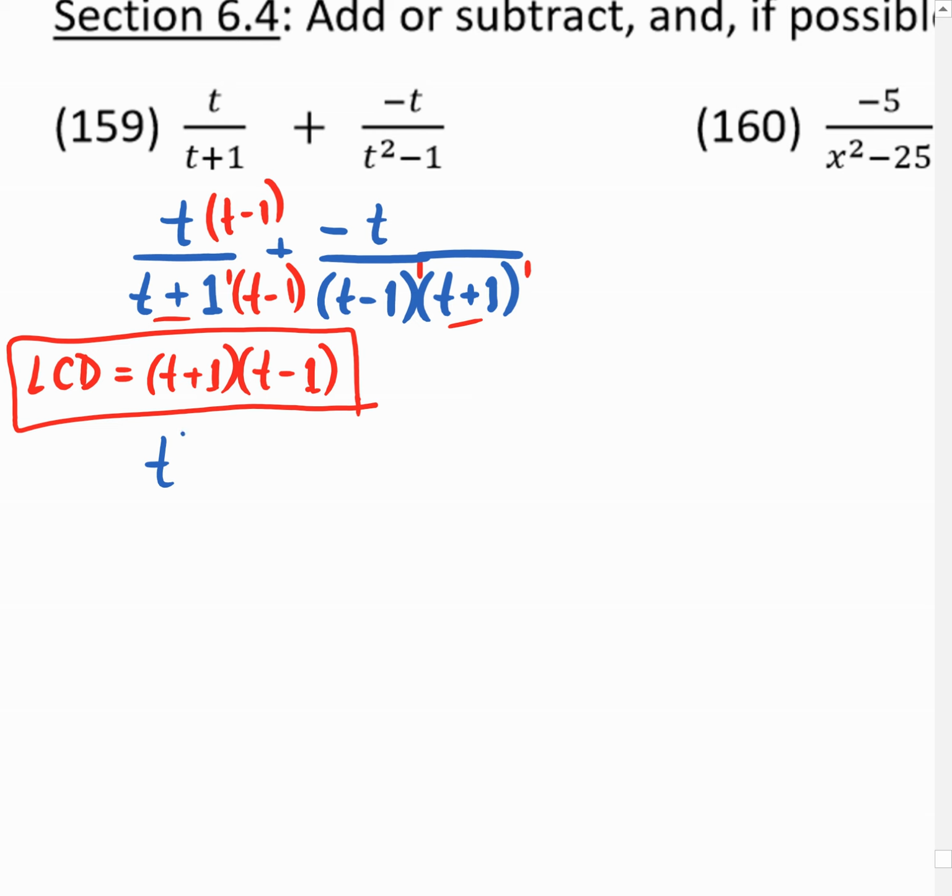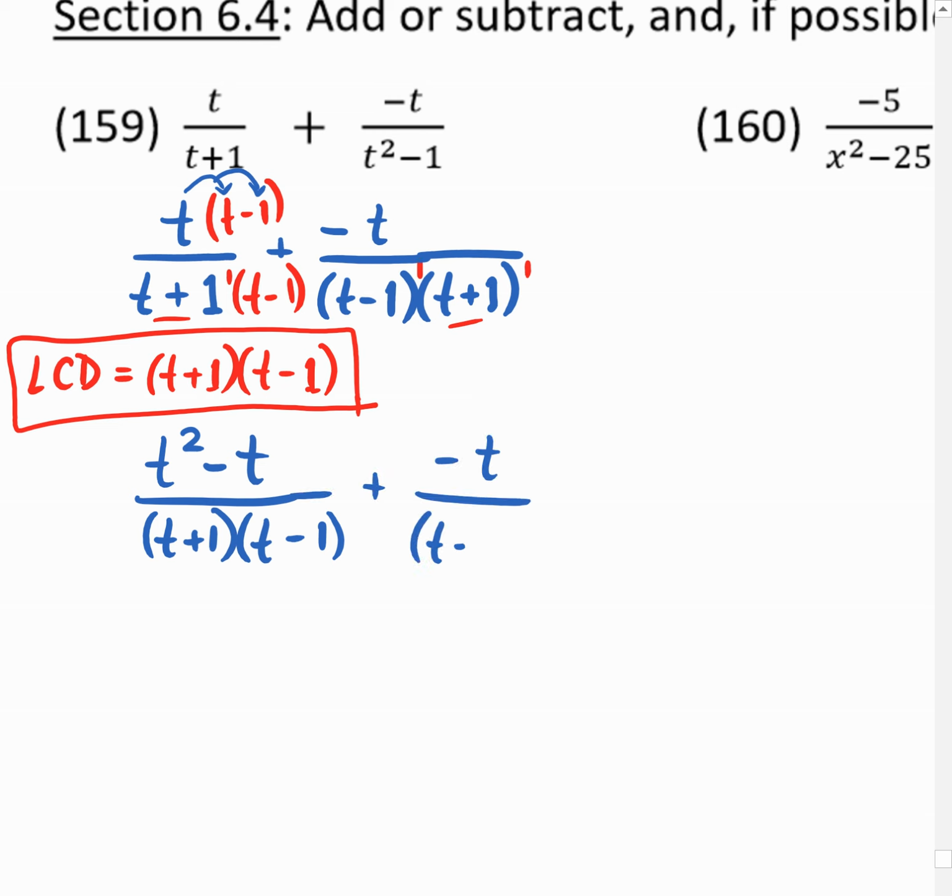So I might multiply out the numerator here. It's t times t, which is t squared. t times negative 1 is negative t. And now it has that common denominator, t plus 1, t minus 1. And we've kept the second rational expression the same, so I'll just rewrite it. All right, now that they have the same denominator, I'm free to combine these two fractions into one.